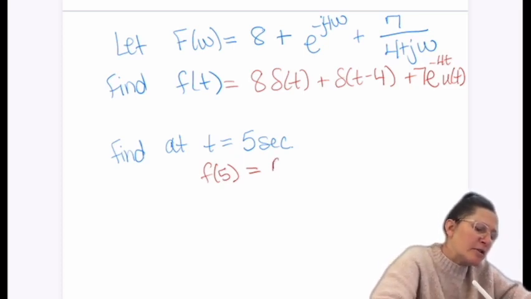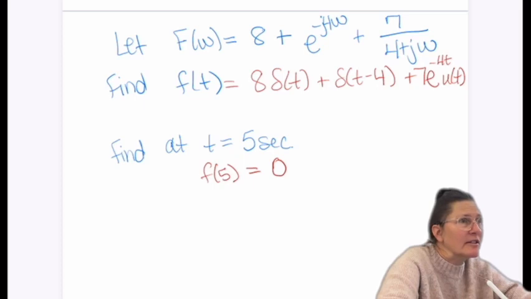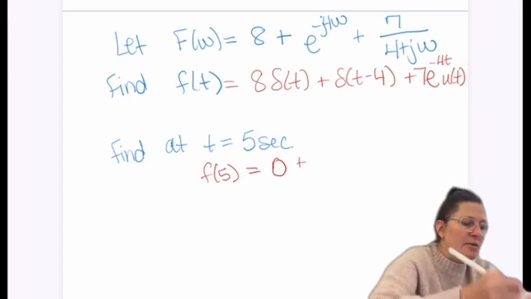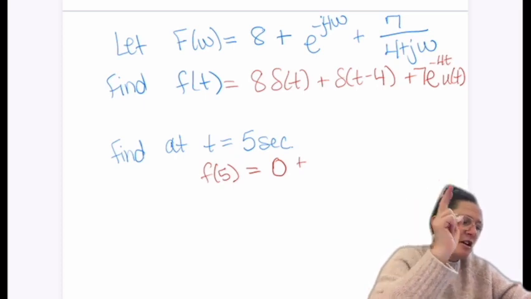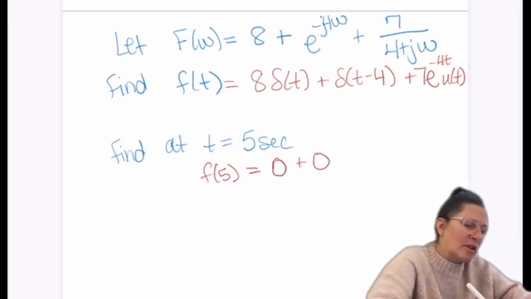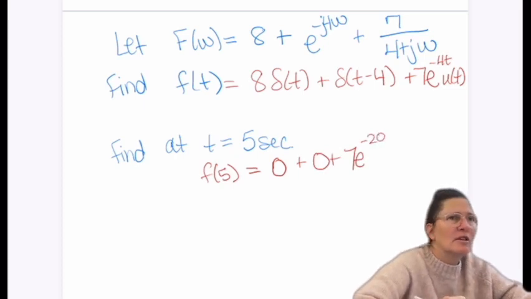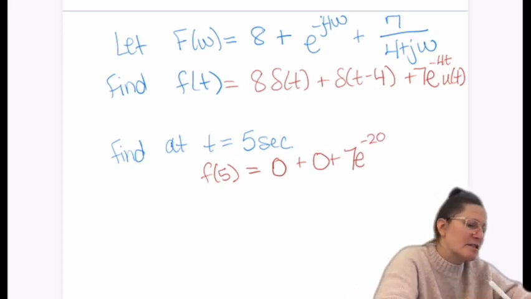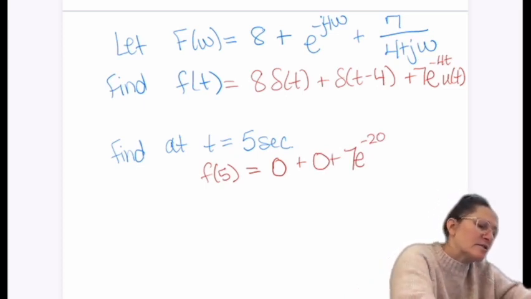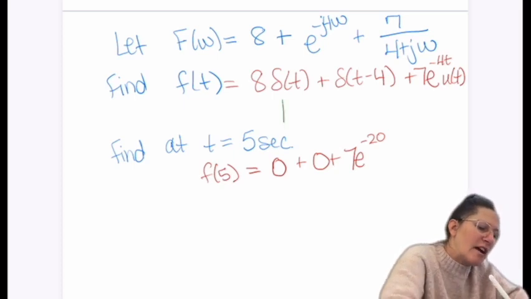Okay, so first component, the delta t is 0, right? Because we're not at 0. And then the one that's shifted at 4 is going to be 0 also. So then it's 7e to the minus 20, whatever that value is. The delta t goes to 0 whenever it's not at 0. Correct.